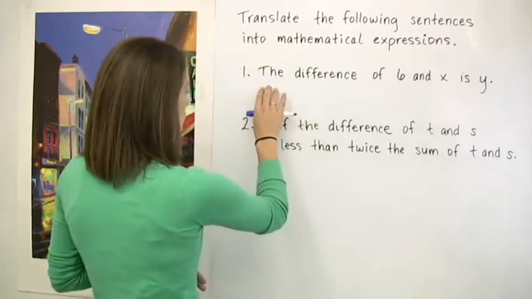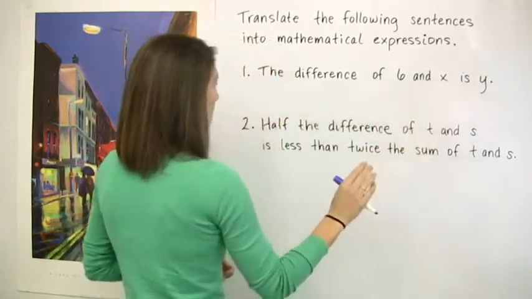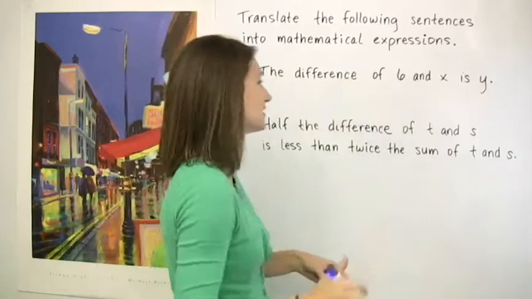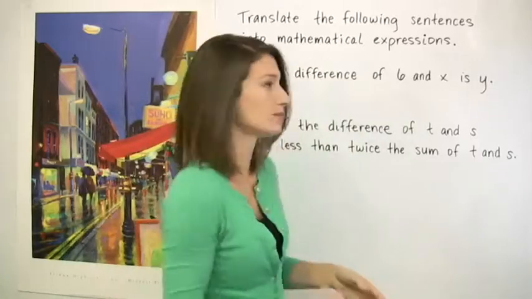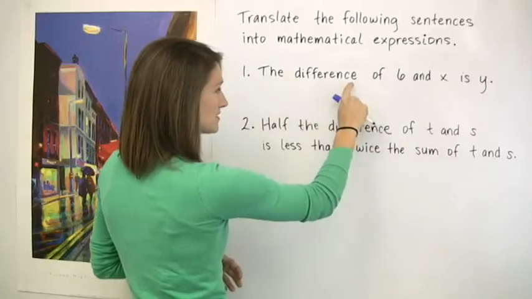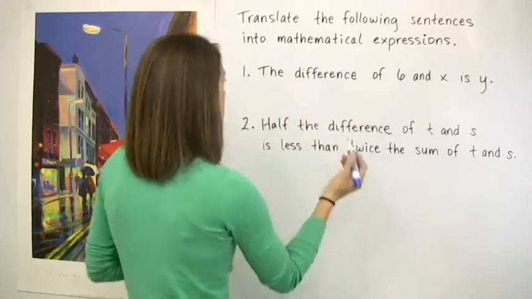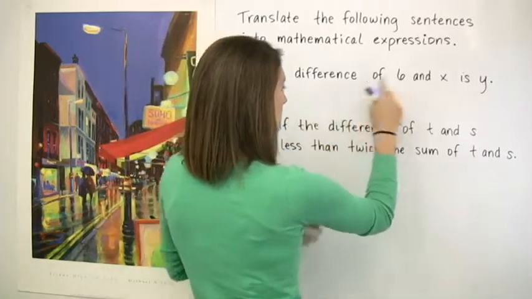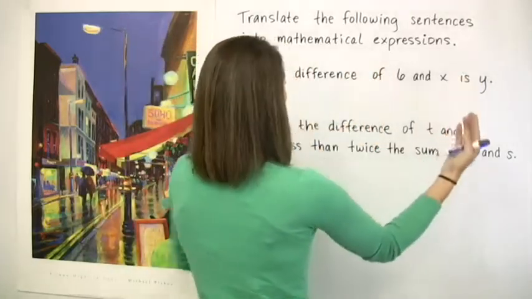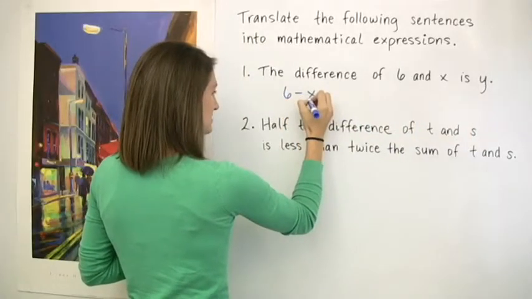So the first sentence we'll translate is the difference of 6 and x is y. Now these words in this sentence all represent mathematical symbols. So we can look at the first one, the difference. Difference represents subtraction, so we know that we're going to have a minus sign in our expression. And we're finding the difference of this quantity, 6 and x. So we write that as 6 minus x.